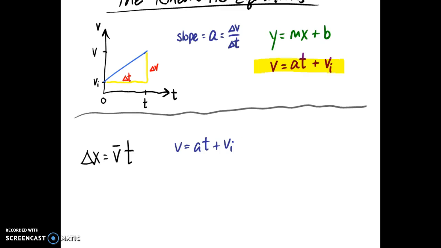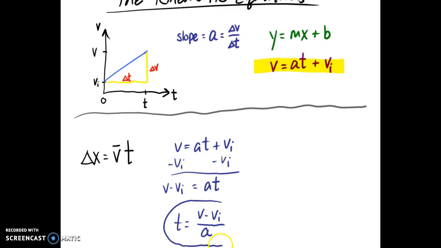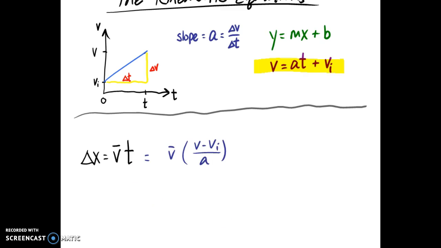If I do the algebra to rearrange this equation and solve for t, I get time equals velocity minus initial velocity divided by acceleration. You can look above to see where that came from. Now I'm going to substitute this time in there, and that leaves me with this. And now I want to write another expression for average velocity. And average velocity is always the velocity something has plus its initial velocity divided by 2, as long as it's increasing its velocity at a uniform rate.